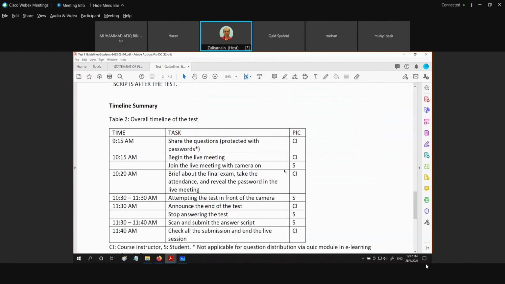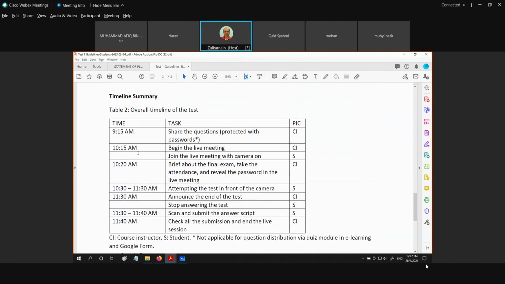Okay. So this timeline is very important. So nanti hari Sabtu at 9:15 I will email you all using the same email yang saya hantar pada you all untuk classes. Saya akan hantar you dia punya test question which is encrypted with password. And then pukul 10.30 kita akan start kita punya meeting Webex. Saya akan hantar nanti macam biasa hantar link untuk Webex. And then kita akan mula on 10.15 dan pada 10.15 ni saya akan ambil kita punya attendance.